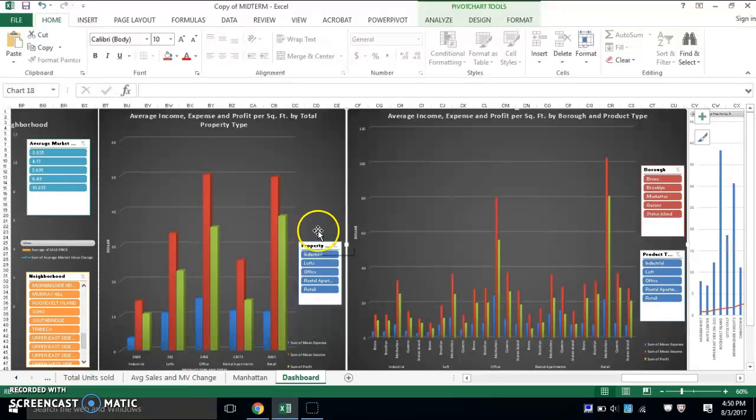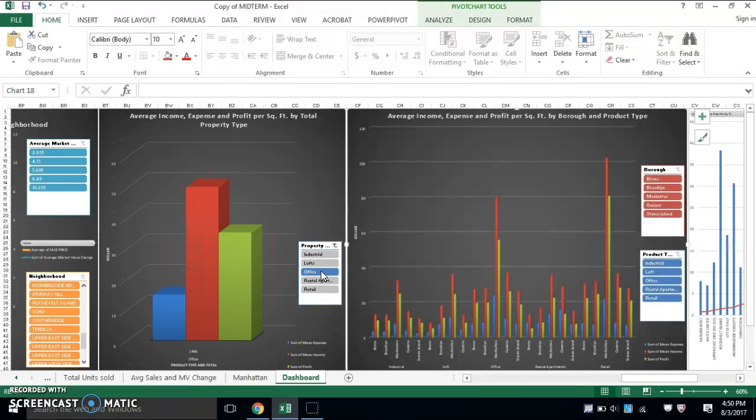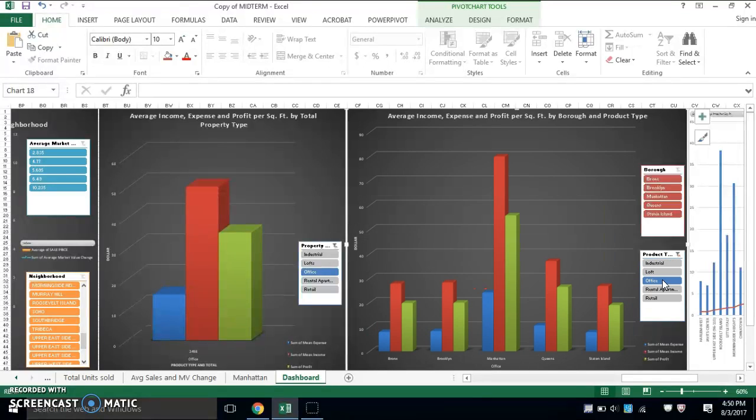So let's say, for argument's sake, we're opening a small CPA firm, which would most likely require us to have an office. As you can see right here, these are throughout the 5 boroughs, what kind of profit you'll be seeing per square foot. And if you want to go even further, we could click on office here, and we could see that the profit in the offices in Manhattan is a lot higher than some of the profit in the other areas.